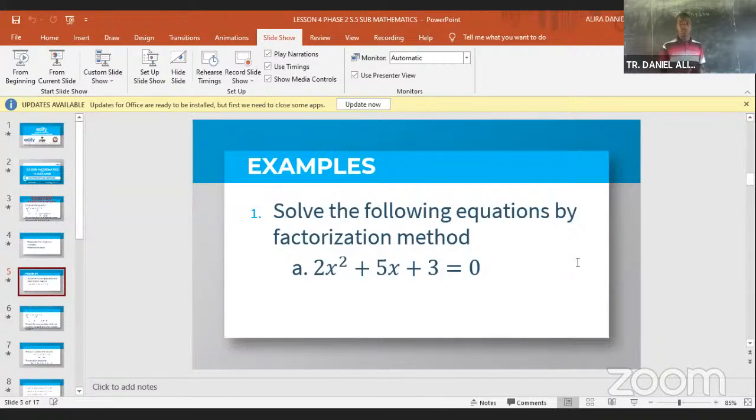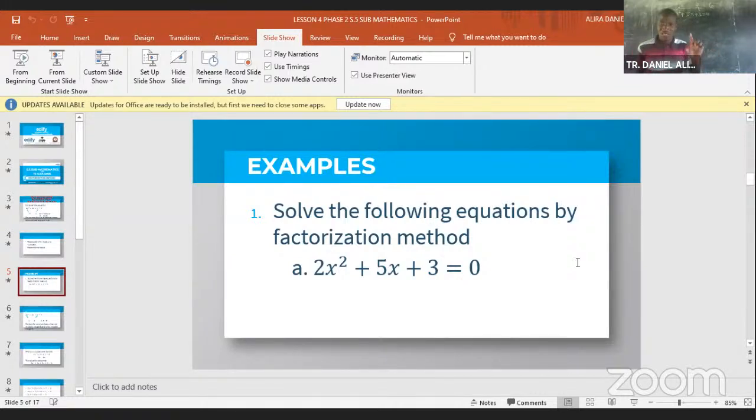If you have to solve this equation using factorization method, we get the coefficient of x squared. In this case, it is 2. Then we get the other constant, which is 3. We multiply them, we get 6. Now you look for two numbers that, when you multiply them, you get 6, but when you add those two numbers, you get 5.